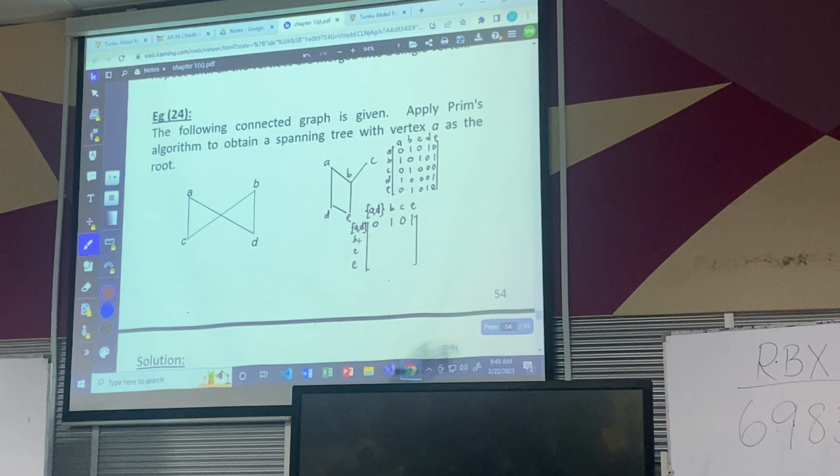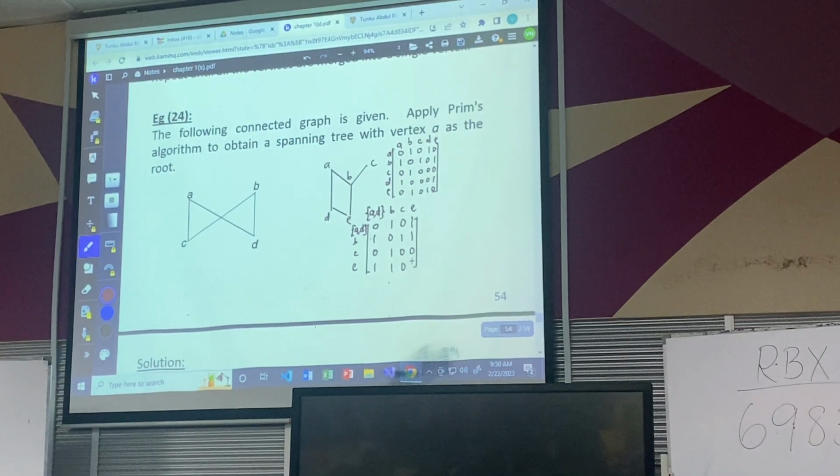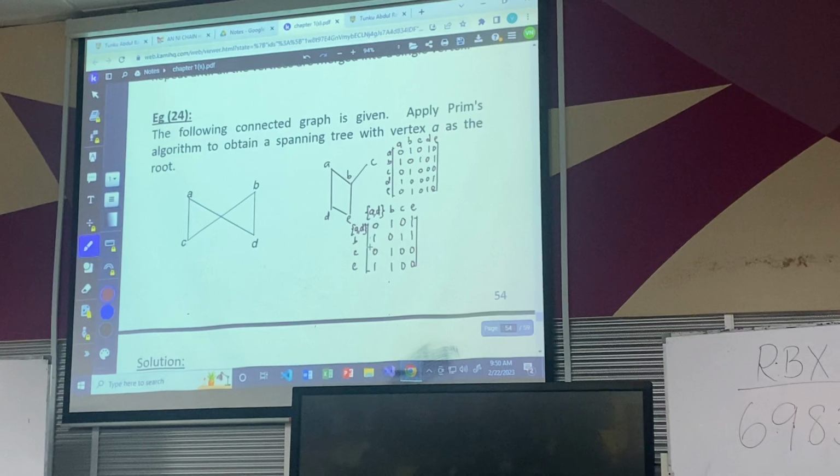So the next row is B to AD. What is B to AD? Give me the answer. 1. A and D combine. Then B to B, 0. B to C, 1. B to E, 1. C to AD, 0. C to B, 1. C to C, 0. C to E, 0. Okay. E to AD, 1. E to B, 1. E to C, 0. E to E, 0. Okay. Now we have 4 by 4.